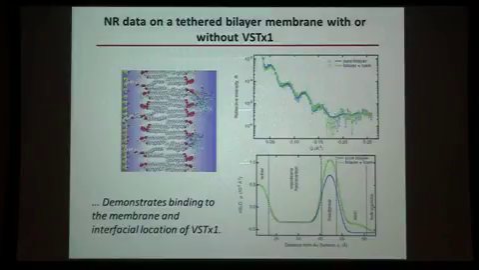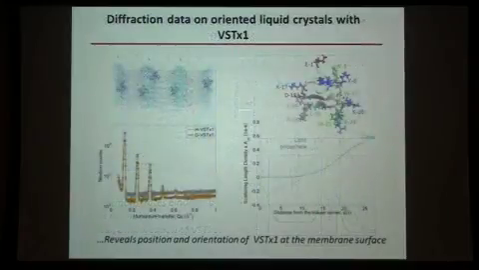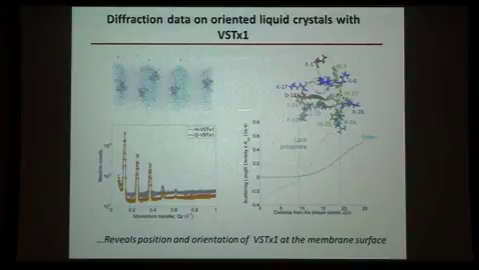And so again, this was able to demonstrate that the binding to the membrane and the localization of this toxin was at the surface of the membrane. And again, you can further show that the position and orientation of that toxin at the surface can be ascertained through neutron diffraction measurements. So again, the depth to which that toxin penetrates the membrane and its orientation relative to the membrane could be ascertained from both the diffraction and reflectometry.